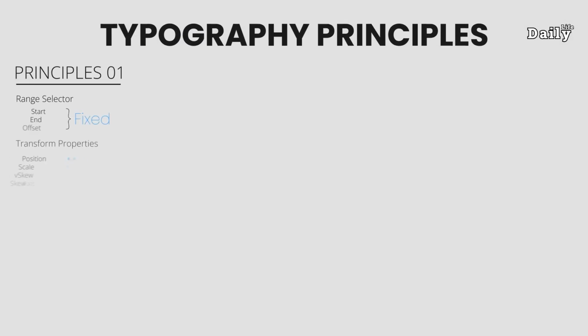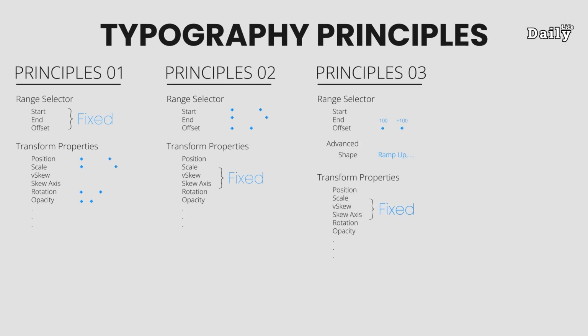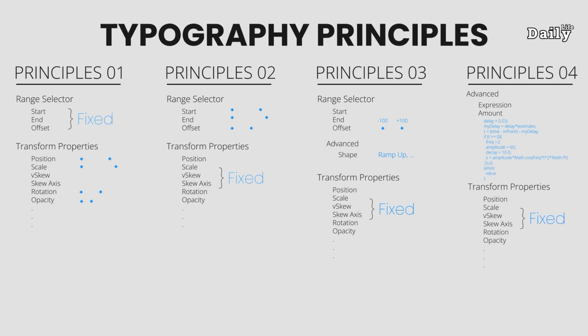In this series, we've covered the core principles of typography animation, from fixed range selectors to animating offsets and exploring the power of expressions. These principles give you the foundation to create smooth, dynamic text animations. Based on my experience, using these principles will help you stay organized with your text movements and avoid getting lost in all those scattered values. When you practice these techniques, you will start to develop your unique style in motion typography. Keep experimenting with each principle and soon your animations will stand out.